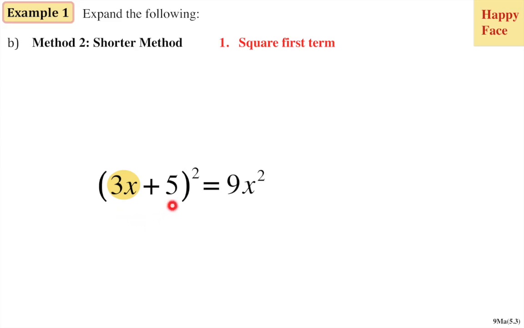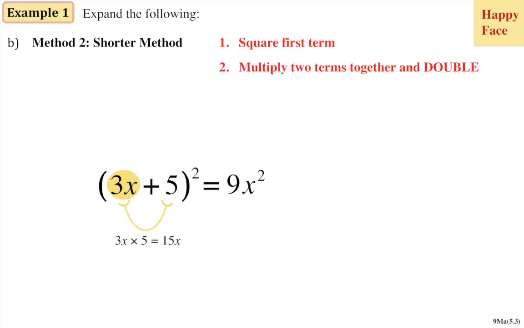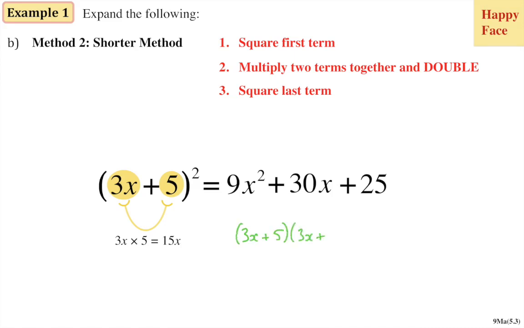The tricky part now, what's 3x times 5? Well, I know 3 times 5 is 15, so 3x times 5 is 15x. And when you double that, double 15 and you get 30x. Now I've got to put my last eye in. 5 times 5 is 25, and it's plus because plus 5 times plus 5 gives plus 25. That's the answer. Now you could have done this. You could have actually written the bracket out twice, and then you could have gone FOIL, first times first, 9x squared.